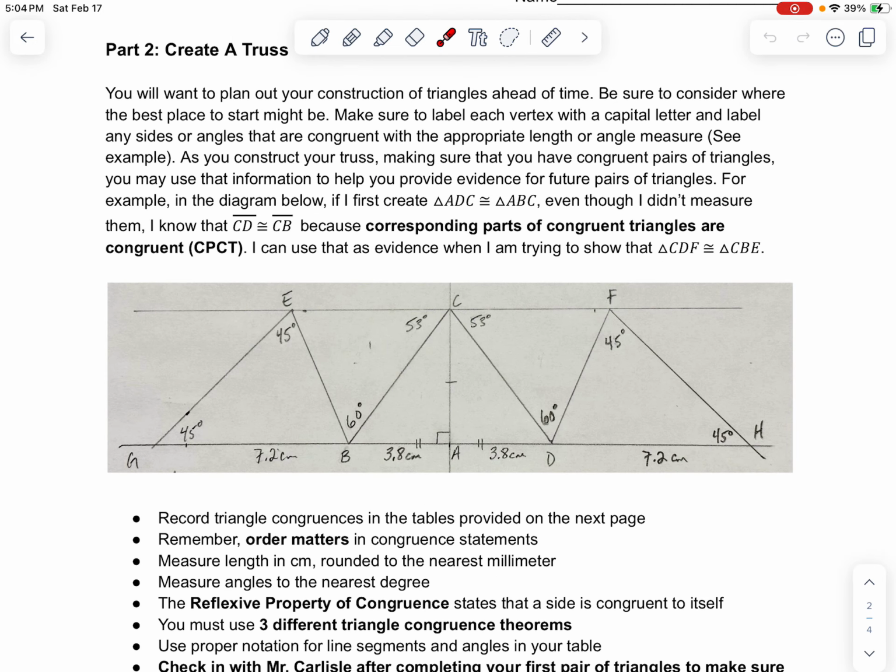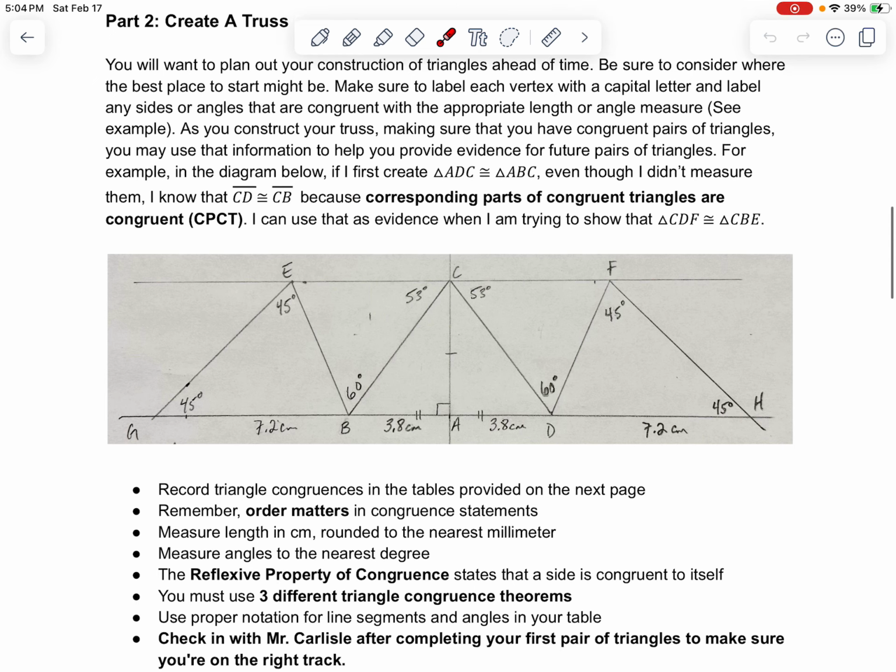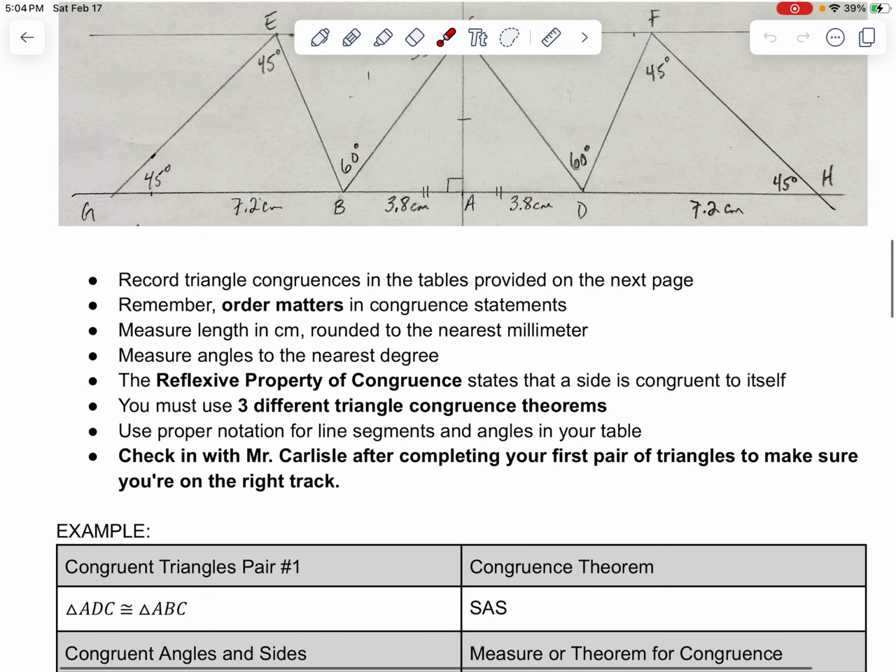Next, you are actually going to do this drawing. This is where it's really important that everything is measured appropriately, either using a ruler or using a protractor. You can't just freehand draw any of these triangles. Very important: everything on this drawing must be measured very carefully, and I'll give you an example of that in a minute. Some things here are important keys to remember.